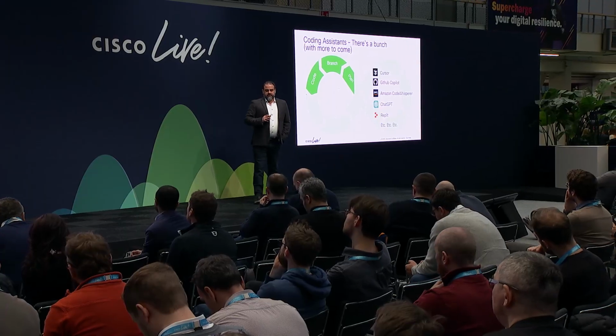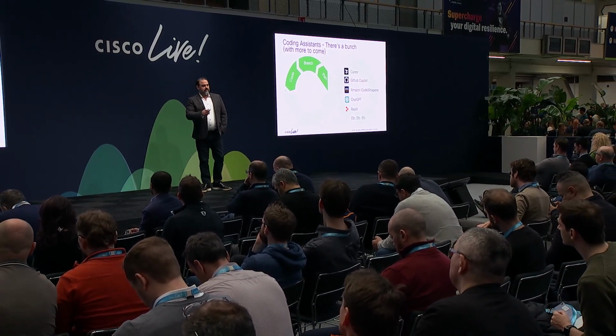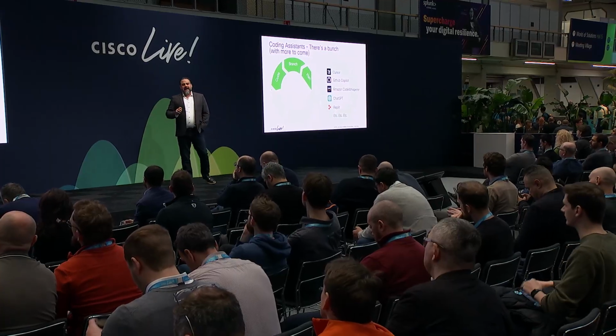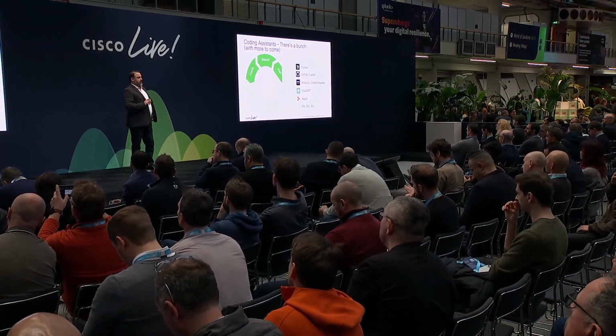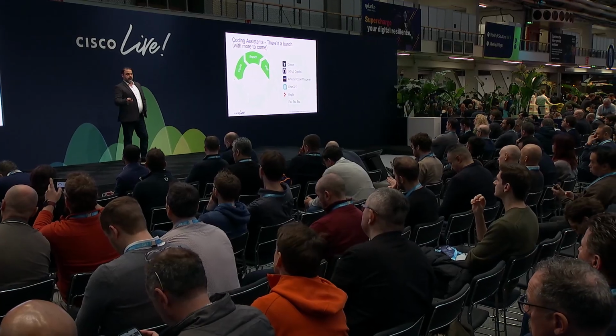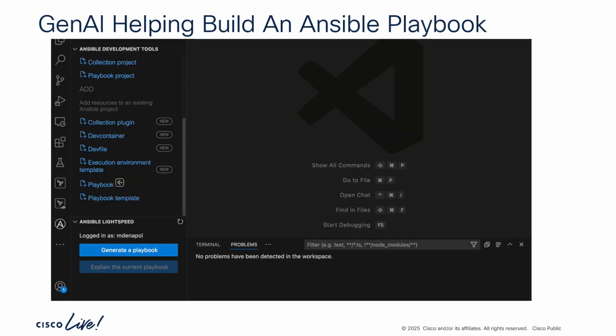So I mentioned coding assistants before, and there's a ton of them. For a lot of you network engineers and infrastructure engineers, you might not be as concerned with coding assistants, but they actually can help us with a lot of different areas that we are interested in. GitHub Copilot, Cursor, we've been hearing about them for about the last year and a half or so. But there's also ones that are very specific to our industry.